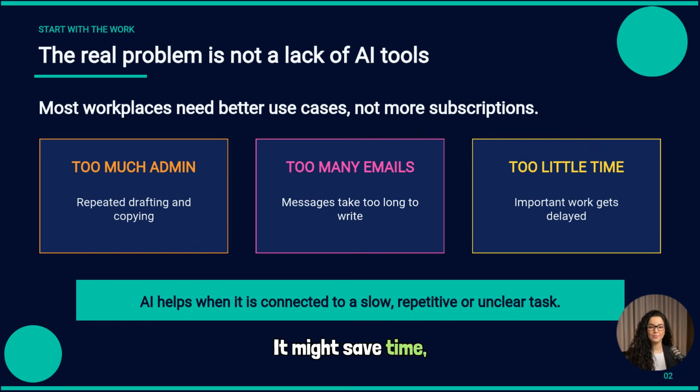It might save time, improve communication, create a useful first draft, explain difficult information, or help a team organize work. Before testing anything, ask what task is currently slow, repetitive, unclear, or expensive. That is where AI has the best chance of helping. This approach also prevents teams from paying for tools they do not need.